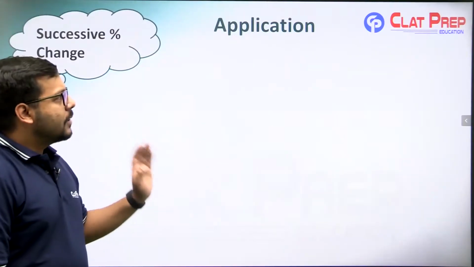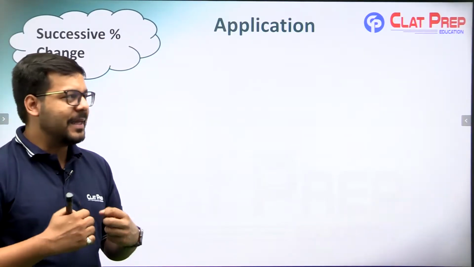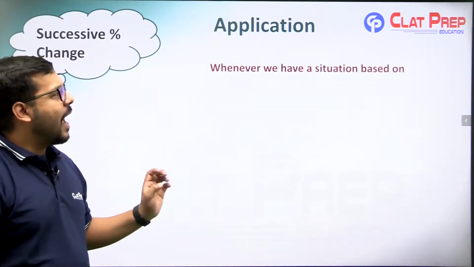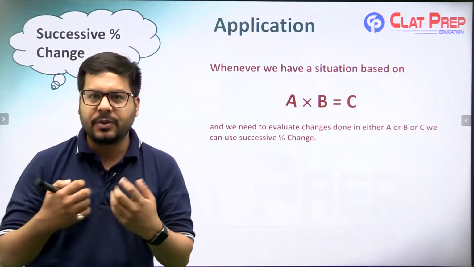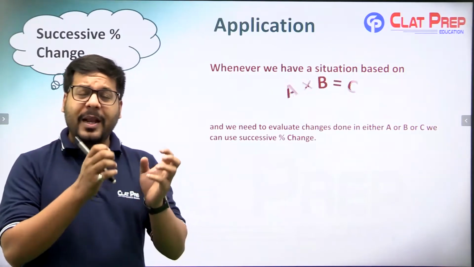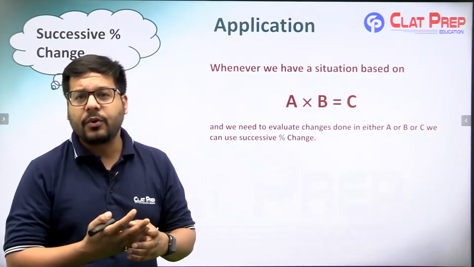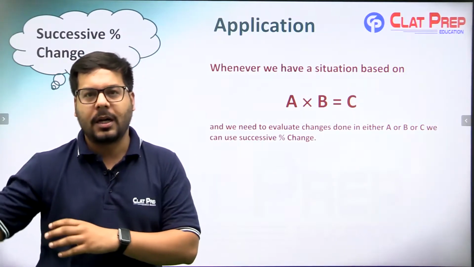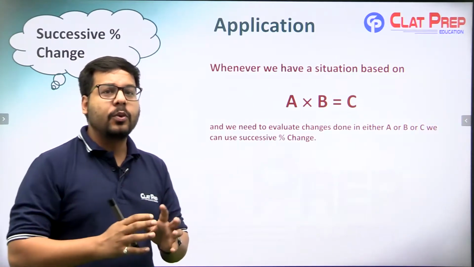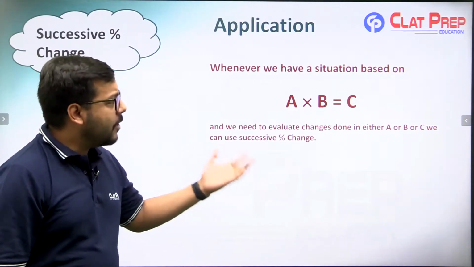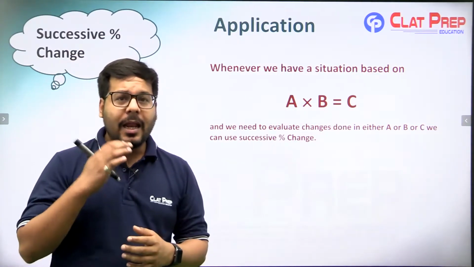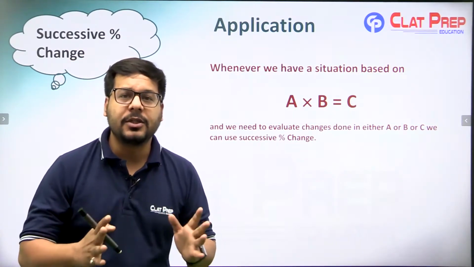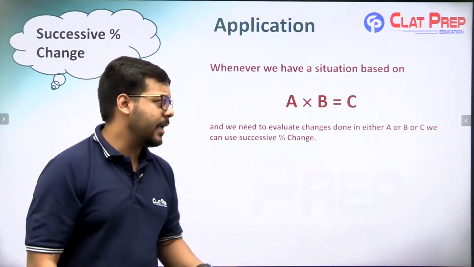Successive percentage change is basically used whenever we have a situation based on A into B is equal to C. Now I am generalizing this: whenever the product of two or more quantities is equal to another quantity, and we try to evaluate any percentage changes done in either of these quantities, in those situations we can always use successive. Let's try this with an example.